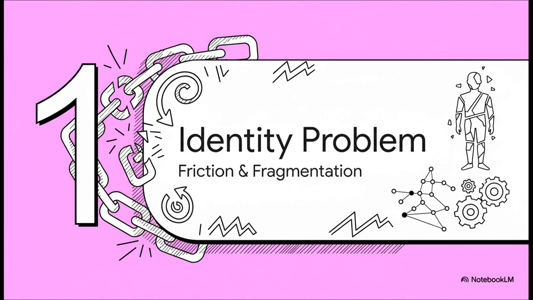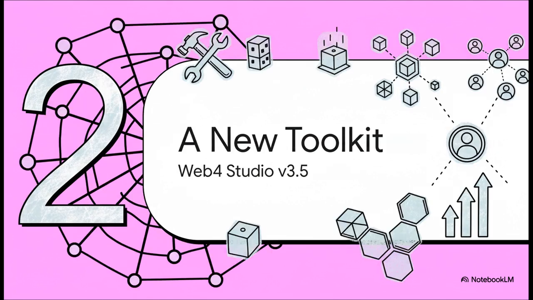And that right there gets us to the absolute heart of the matter, the internet's massive identity problem. The simple, kind of crazy fact that there's no single universal way to prove who you are online, that is the root cause of all this mess, all this friction and fragmentation. And it's this exact problem that a whole new generation of tools is finally trying to solve. And that's where Web4 Studio v3.5 comes in. Look, this isn't just some minor software update. You've got to think of it as a completely new toolkit, built from the ground up for the builders, for the founders who actually want to create the social networks of tomorrow. It is designed specifically to tackle that identity problem head-on.